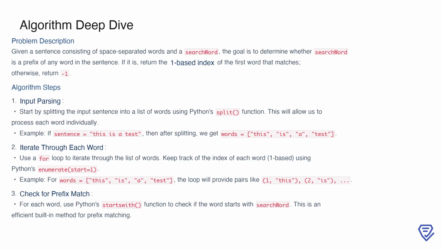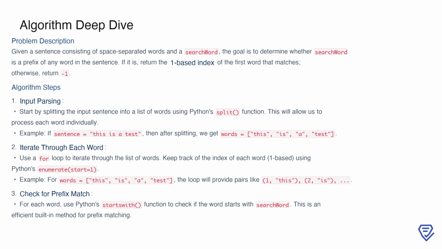For example, if the sentence is "this is a test," splitting it results in the list "this," "is," "a," "test." Next, we iterate through this list of words using a for loop, while keeping track of each word's 1-based index using Python's enumerate function with the start parameter set to 1. For instance, with the list "this is a test," the loop will provide pairs like 1, this, 2, is, and so on.